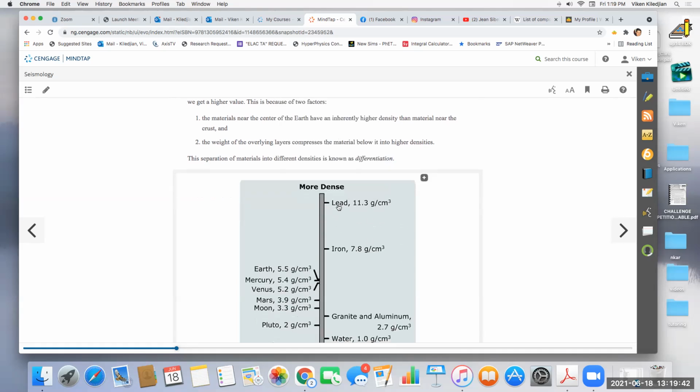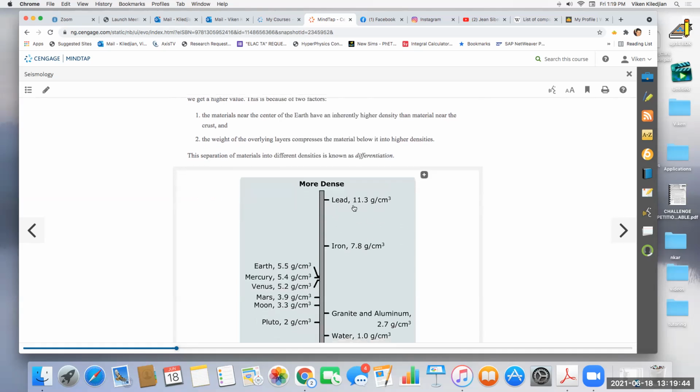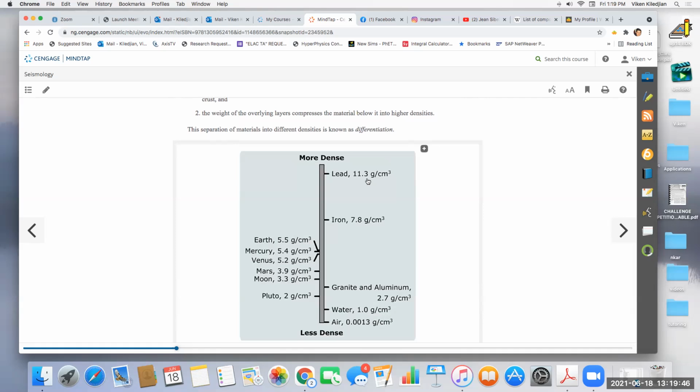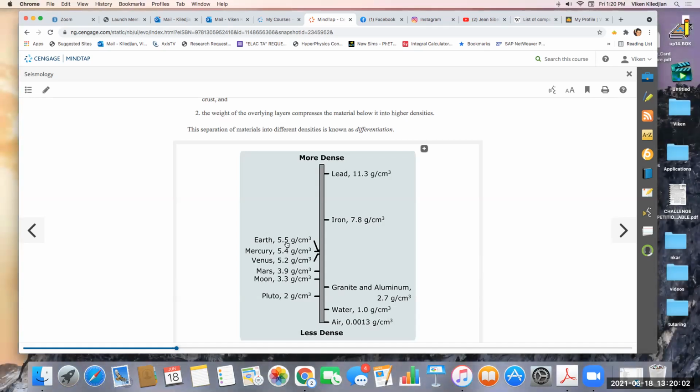So, for example, they give you materials here and their densities. Lead is 11.3 grams per cubic centimeter. Iron is 7.8 grams per cubic centimeter. And then you've got the densities of some of the planets. Earth is the densest planet with a density of 5.5 grams per cubic centimeter. Mercury is a close next, 5.4. Venus is next, Mars is less, and then the moon is even less.